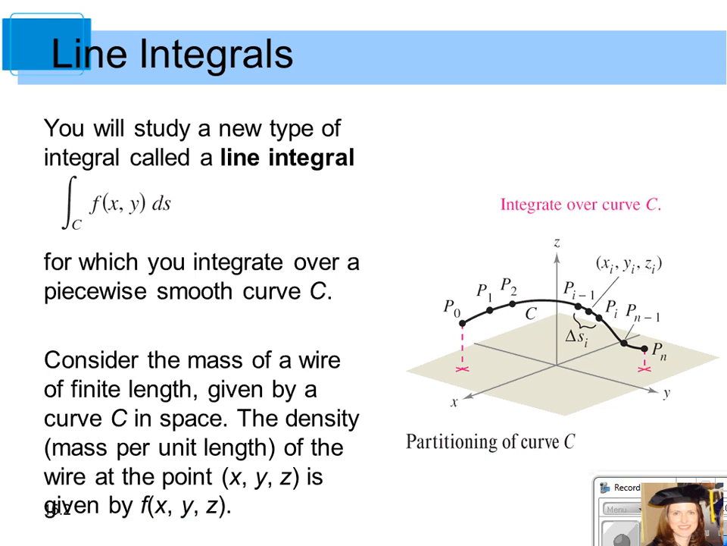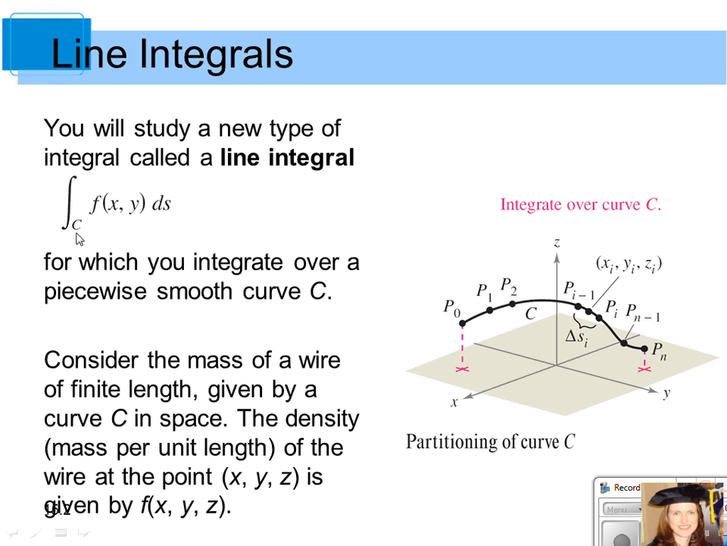In this section of 15.2, we're looking at line integrals. This is a new type of integral called a line integral, and you'll see the integration symbol with a C. So far, we've done indefinite integrals and definite integrals in Calculus 1 and 2, and in Calculus 3, you begin with double integrals and even triple integrals, and now we're looking at what are called line integrals.